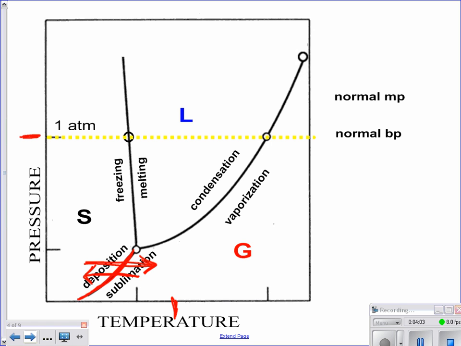If you have anything along this line, when you have a solid going to a liquid, that's going to be melting. When you have a liquid that turns to a solid, that's known as freezing. And then finally, along this line, anything that turns a liquid to a gas is going to be vaporization, and if it's a gas turning to a liquid, that's known as condensation. Anywhere along that line is where condensation and vaporization occur.